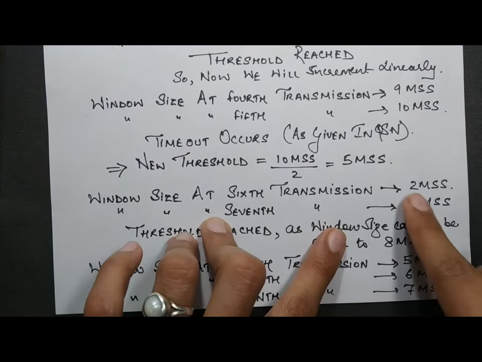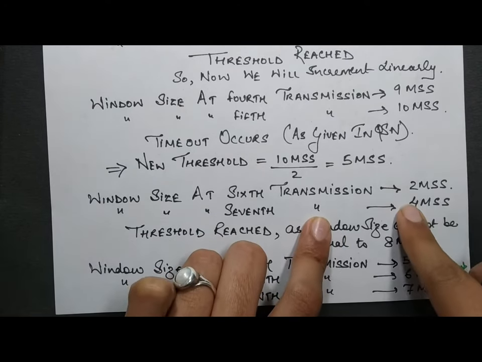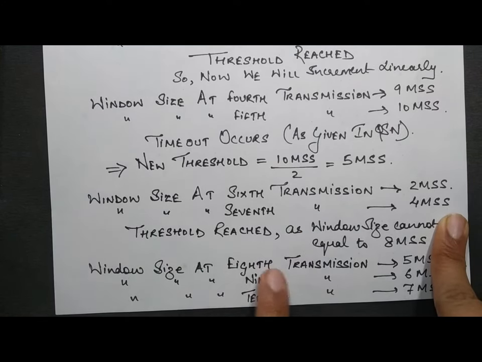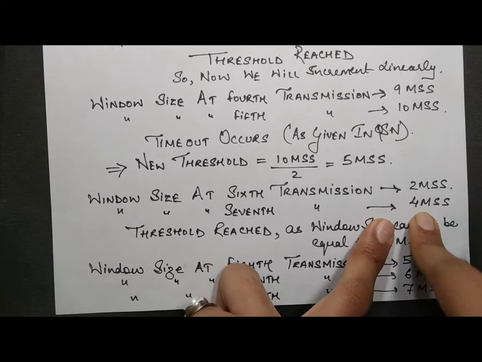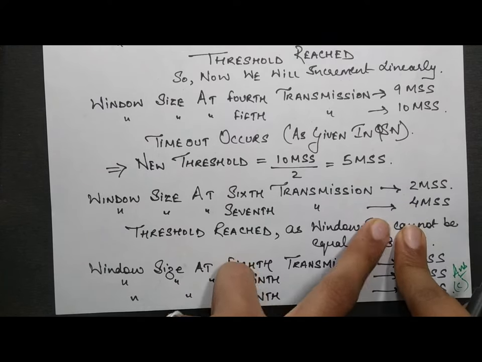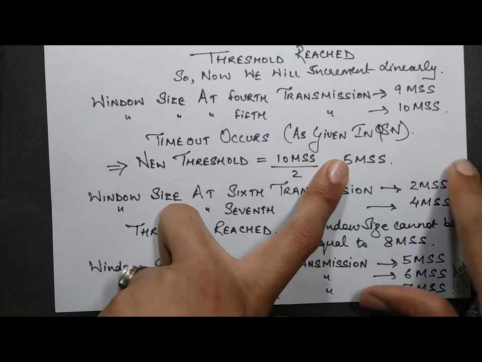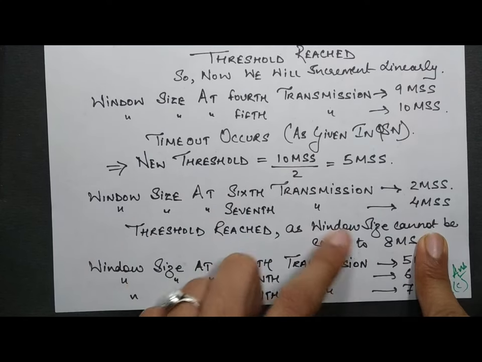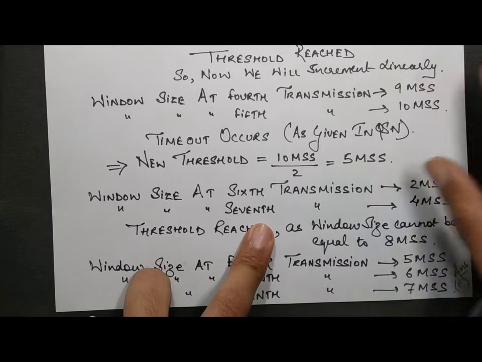Now again, we start the counting in the same manner. Window size at the 6th transmission is 2 MSS. At the 7th, again it gets multiplied by 2 and becomes 4 MSS. Before proceeding to the 8th transmission, if we multiply it by 2, it will become 8, and the threshold is 5. Never can the window size be more than the threshold. So the threshold has already been reached over here. Since the threshold is reached, we'll start incrementing it linearly now.